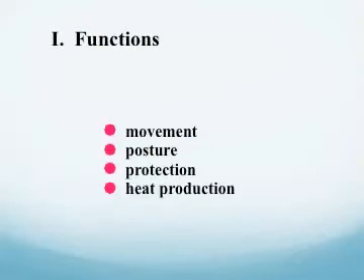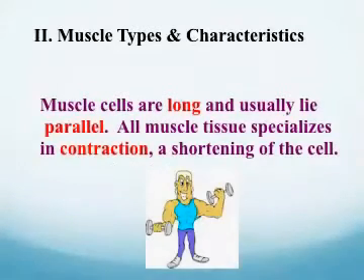Briefly, what muscles do are movement, posture, protection, and heat production. That's basically the function of the muscular system. This is not on your note-taking sheet. Now we're going to get into the 3 types of muscles and their characteristics. Muscle cells are very different than the other cells you've studied. They're long, they're parallel, they're odd-shaped compared to other cells, because what a muscle basically does is shorten. The whole thing shortens.